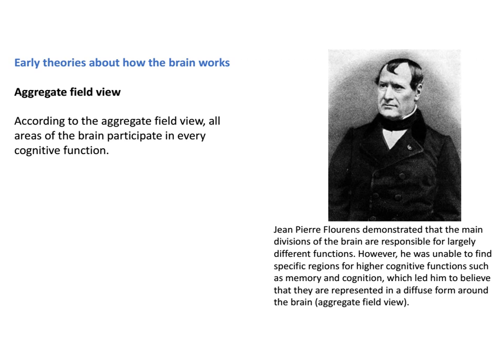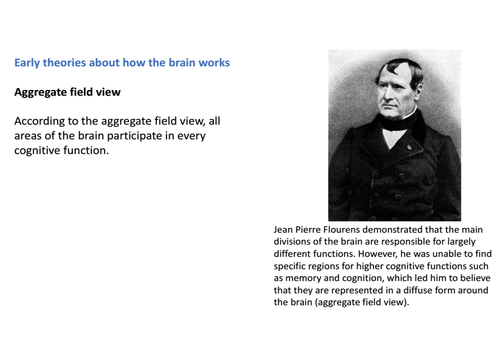In order for us to understand some of the modern theories of how the brain works, which we'll discuss in a second, it's instructive and interesting to look at how people thought the brain worked in the past. So we'll look at a couple early theories about how the brain works. One idea was the aggregate field view. According to this view, all the areas of the brain participate in every cognitive function.